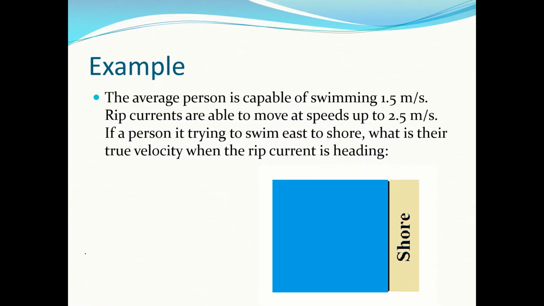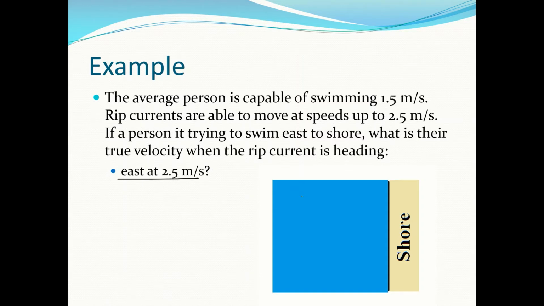So here's an example that talks about the rip currents. The average person is capable of swimming 1.5 meters per second. The rip currents are able to move at speeds up to 2.5 meters per second. So if a person is trying to swim east to shore, what is their true velocity if the rip current is headed east? So this wouldn't really be a rip current because it's sort of bringing you to shore.